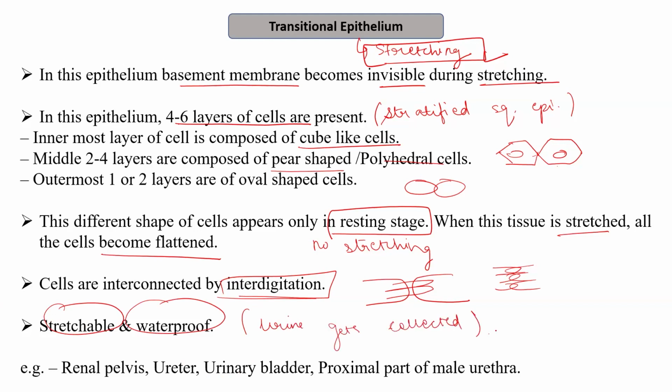We know that the urinary bladder has a very good power of expansion. It can stretch a lot as compared to the other organs of the body because of the presence of the transitional epithelium, which allows it the stretching property. For example, it is present in the renal pelvis, the ureter, the urinary bladder, and in the proximal part of the male urethra. In these cases, transitional epithelium allows the stretching of the muscles or organs.